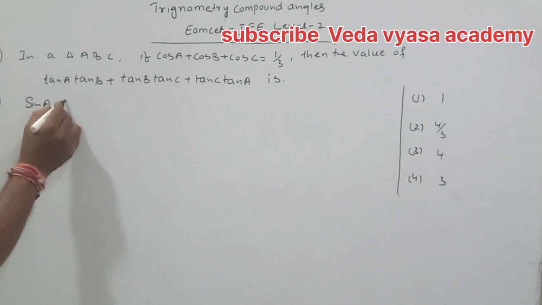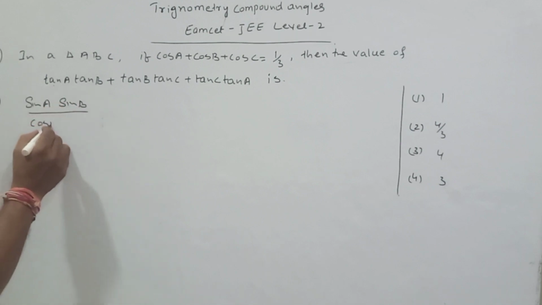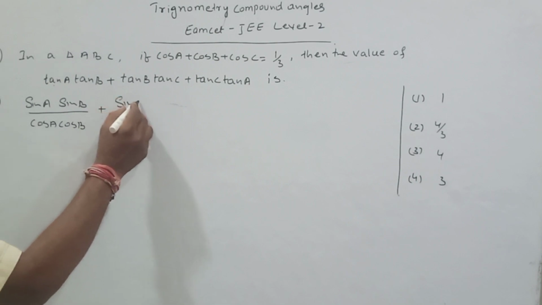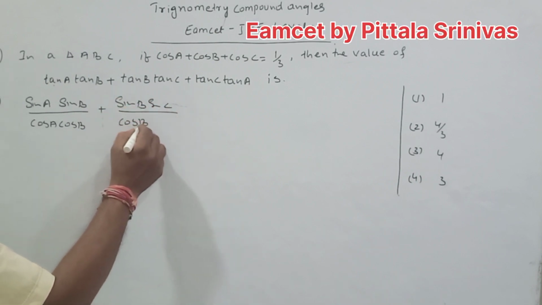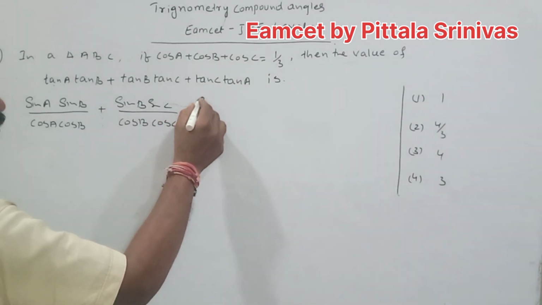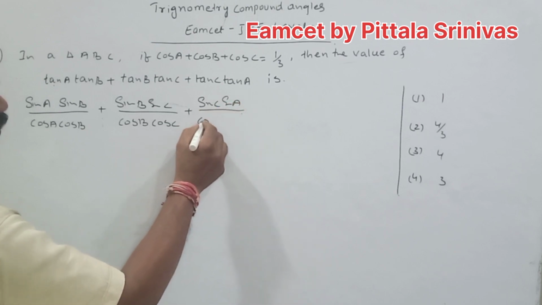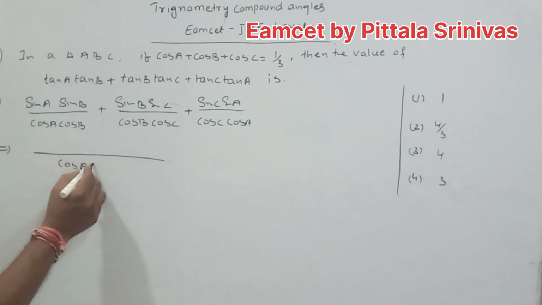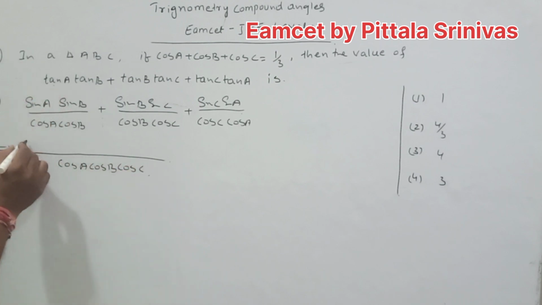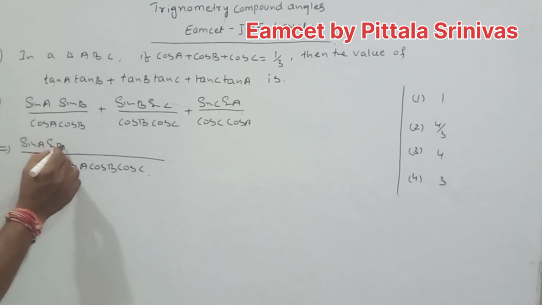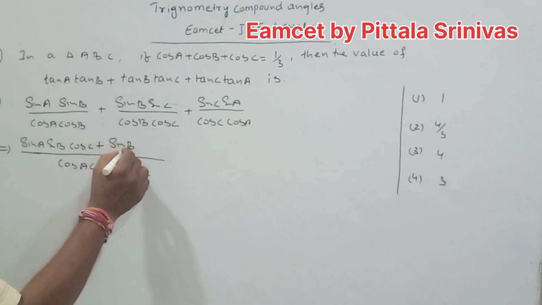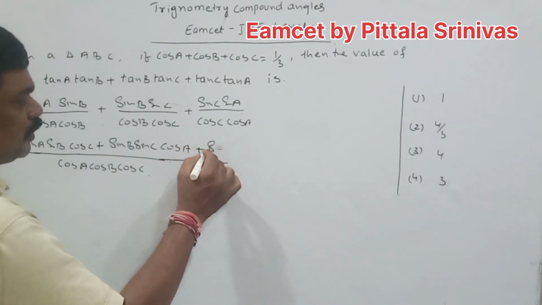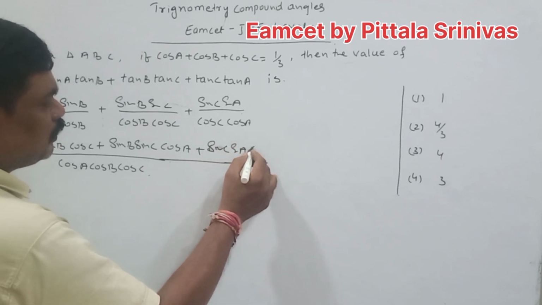Then this can be written as sin A sin B by cos A cos B plus sin B sin C by cos B cos C plus sin C sin A by cos C cos A. Then we can write, here LCM is cos A cos B cos C. Then what we will have, this is sin A sin B cos C plus sin B sin C cos A plus sin C sin A into cos B.